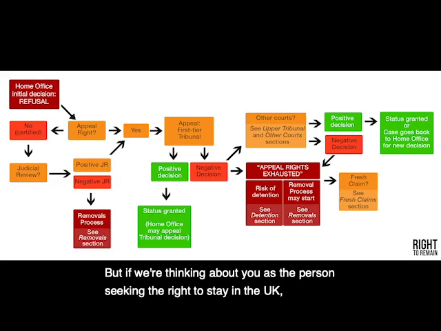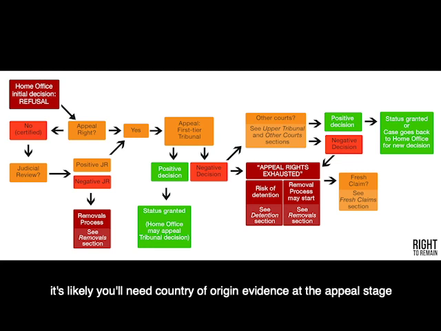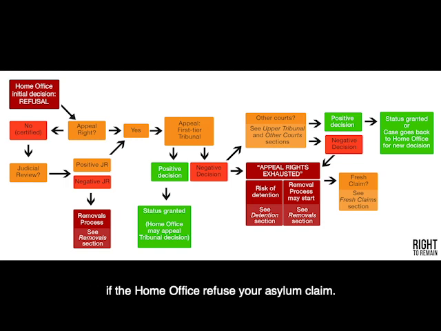But if we're thinking about you as the person seeking the right to stay in the UK, it's likely you will need country of origin evidence at the appeal stage if the Home Office refuse your asylum claim. And you're very likely to need it if you are wanting to give further submissions to the Home Office to be considered as a fresh claim. And it's quite common in that situation for a lawyer to say to you, as the person seeking the right to stay, you need to go and find evidence about your country, bring it to me, and then I will help you make the fresh claim.